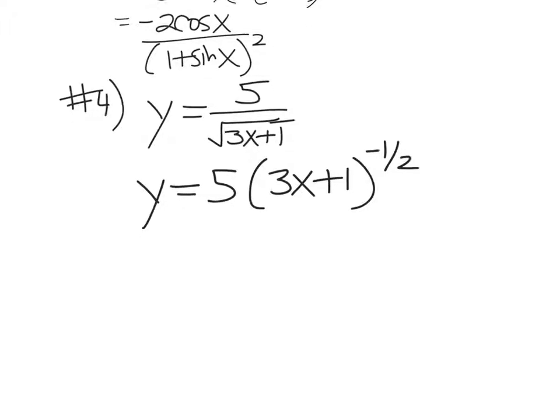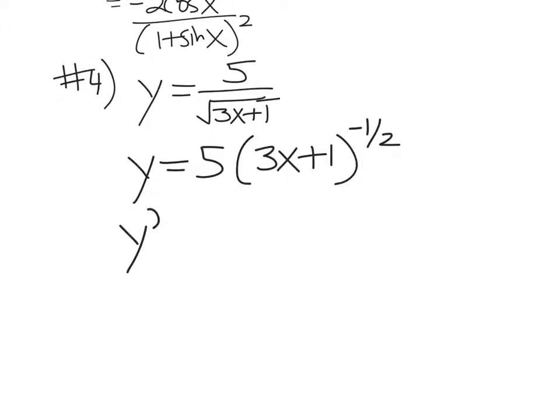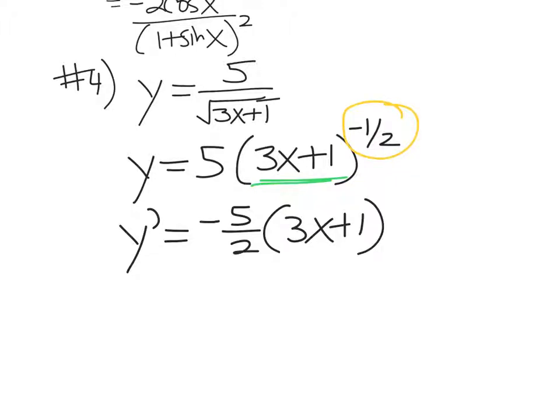Okay? So let's go ahead and let's take the derivative of this. You move the negative 1/2. Let's talk about our game plan real quick. There's an outer function of a power of 1/2. There's an inner function of 3x plus 1. So take the negative 1/2 and multiply it to the front. So negative 5/2, leaving the inside alone, and subtract 1 from negative 1/2, so you get negative 3/2. Times. Now take the derivative of the inner function. 3. Perfect.